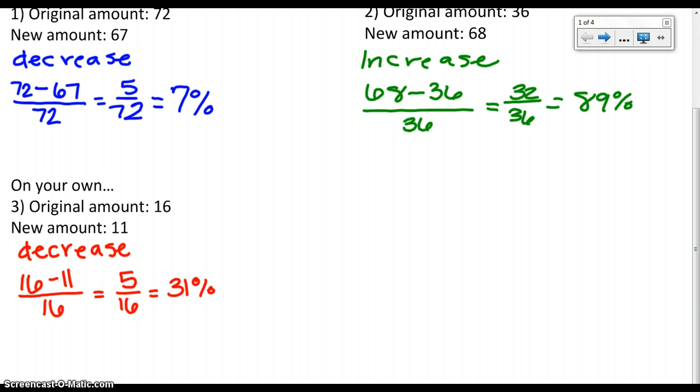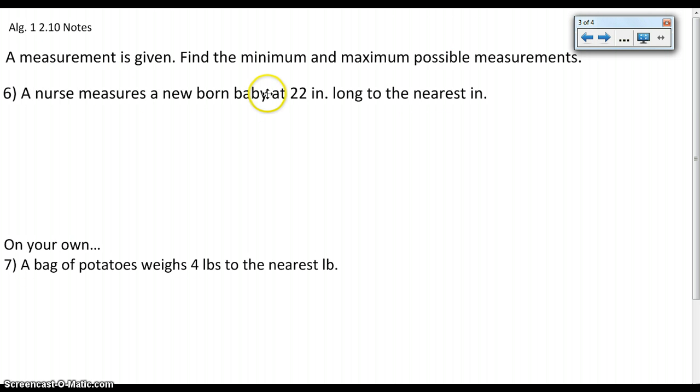Okay, I'm back. You can look and see what I did. We went from 16 to 11, so that's a decrease. And for a decrease, we take the original amount minus the new amount and divide it by the original amount. A little trick, if you don't know which one you should subtract from which, it's always the bigger number minus the smaller number. So we're going to move on to, I went one too many.